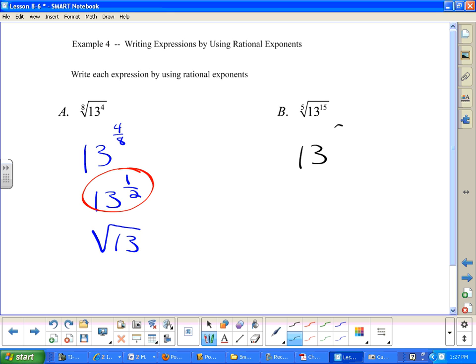13 raised to the power of 5 over 15. Look at that, I just wrote it wrong. How about 15 over 5? The index is the denominator. 15 divided by 5 is 3. So what's 13 to the third power? 2,197. Good idea to give both.